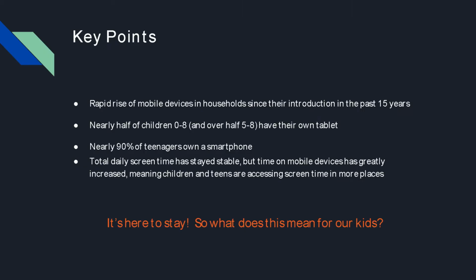All right, so some of the key points from this first part are that, as we saw, there's been a really rapid rise in mobile devices in particular in households since their introduction in the past 15 years. While TV screens have been around for a while, it's these mobile devices that make the number of devices higher and the places that kids can access them a lot higher in just the last 10 or so years. We know that nearly half of children 0 to 8 and over half of those 5 to 8 have their own tablet. Nearly 90% of teenagers own a smartphone these days. And while total daily screen time has stayed pretty stable, the time spent on mobile devices has greatly increased, meaning that kids and teens are accessing screen time in more places.